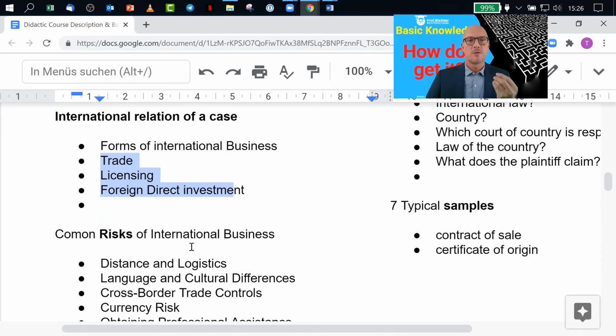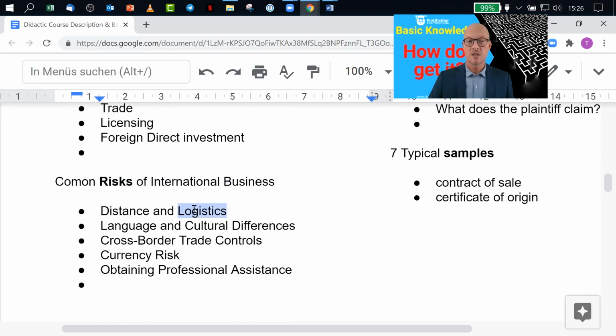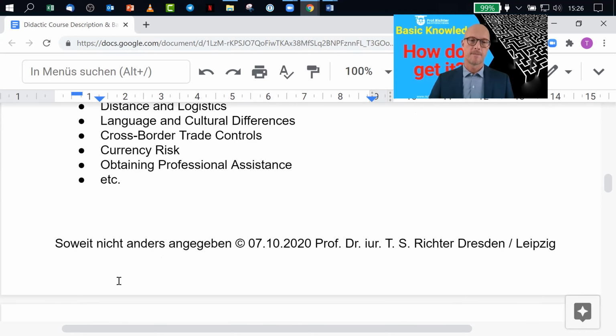The next thing is you should find out which common risk of international business came out in this case. For example, is this a problem of distance or logistics, or language and cultural differences? For example, in the case Tarbert, we have some cultural differences that really turn out in this case. Or are there cross-border trade controls that give the case problems? Or do we have currency risks? Or do we have problems with obtaining professional assistance in the other country, and so on?